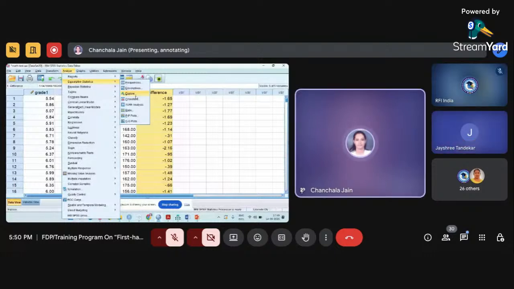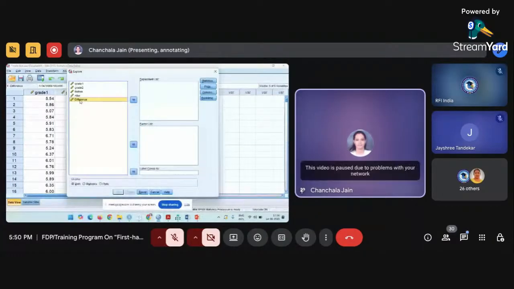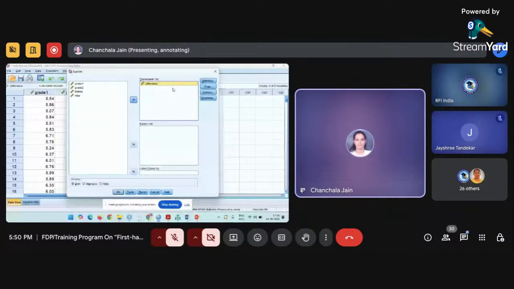Click on difference and shift it to the dependent list box. Done. In the statistics, descriptives is already selected. If you wish to see the highest or largest five outliers and the lowest five outliers, you can click on outliers. Click on continue. Click on plots. From here, select stem and leaf, select histogram, and then select normality plots with tests.